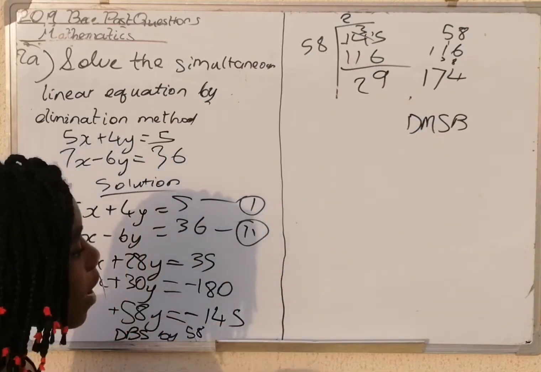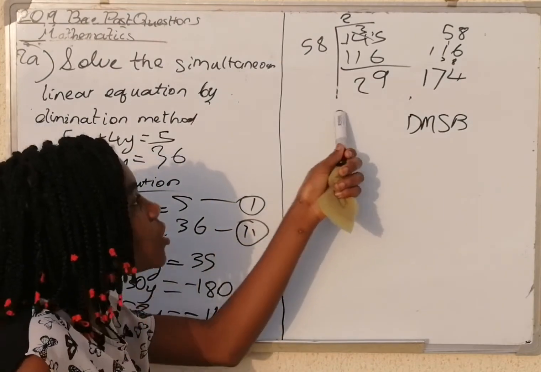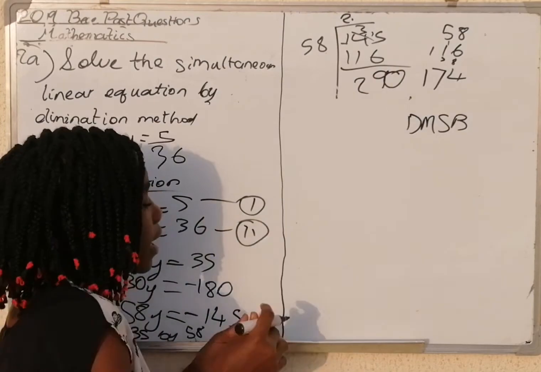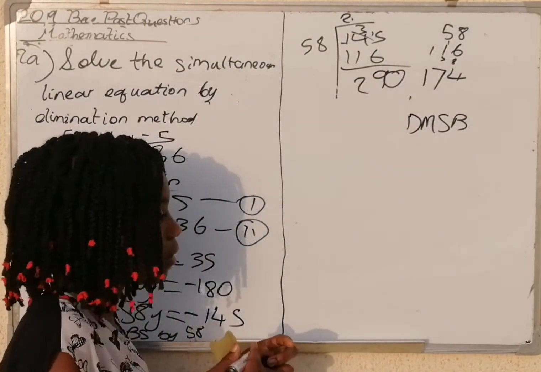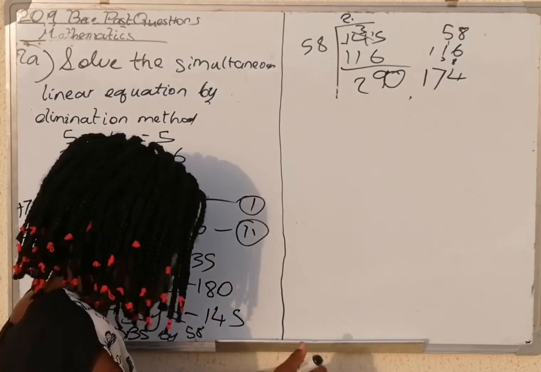So now I think we have reached a kind of thing here. So 29 cannot actually be divided by 58. So we put a point here and put 0 here. Sorry, pardon me. So putting 0 here, let's continue.